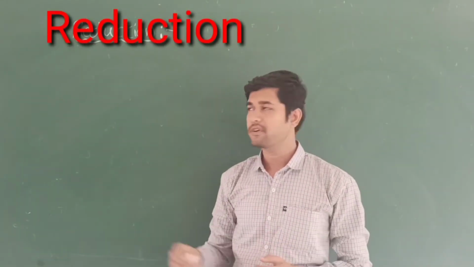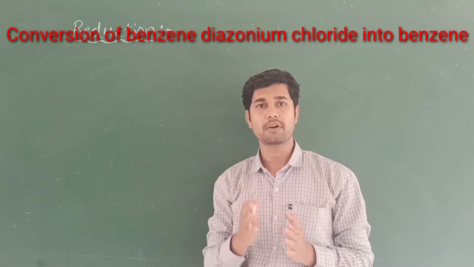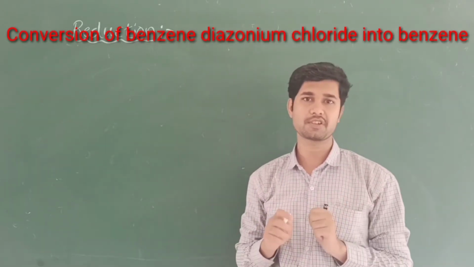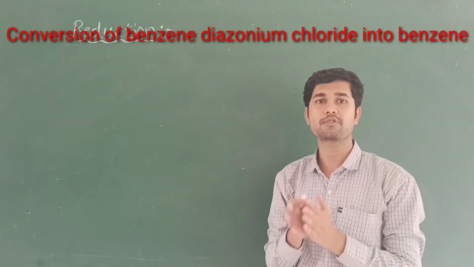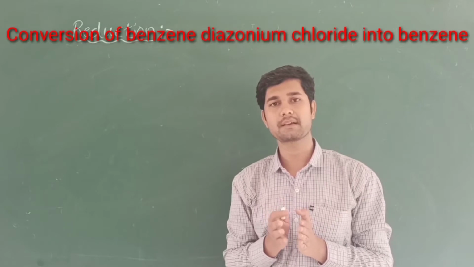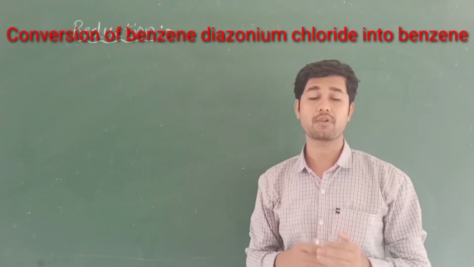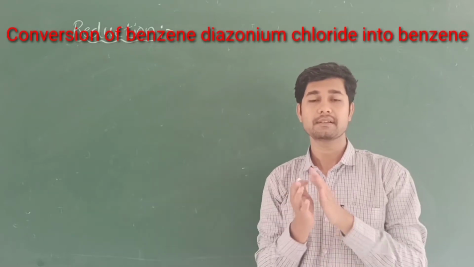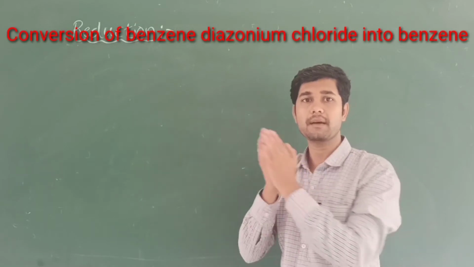The next reaction is called reduction. The conversion of benzene diazonium chloride into benzene is called reduction. Here we are going to use some mild reducing agents. Reduction means we are going to reduce the compound. We use reagents like ethanol, CH3CH2OH, and also hypophosphorus acid. They reduce the diazonium salts in order to make benzene.